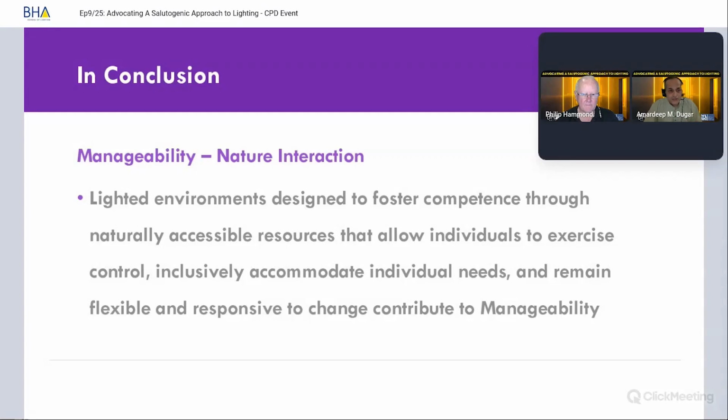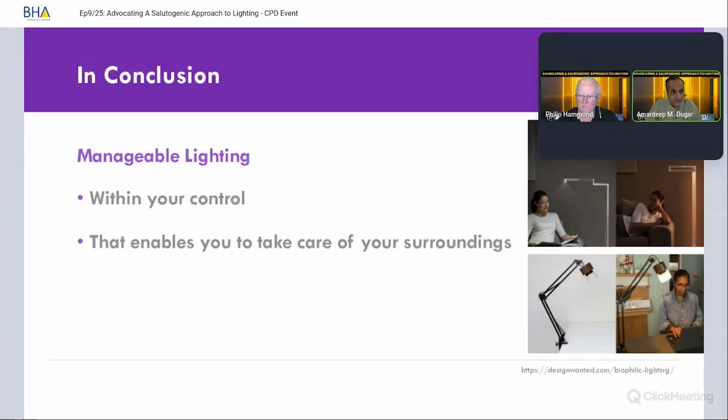Manageability and nature interactions. What it says is that lighted environments that are designed to foster competence through naturally accessible resources that allow individuals to exercise control, inclusively accommodate individual needs, and remain flexible and responsive to change contribute to manageability. And in simple terms, it is lighting that is manageable, lighting that is within your control. It's important to understand that we human beings are control freaks. We always want to be in control of our situations. So we want lighting that enables you to take care of your surroundings.